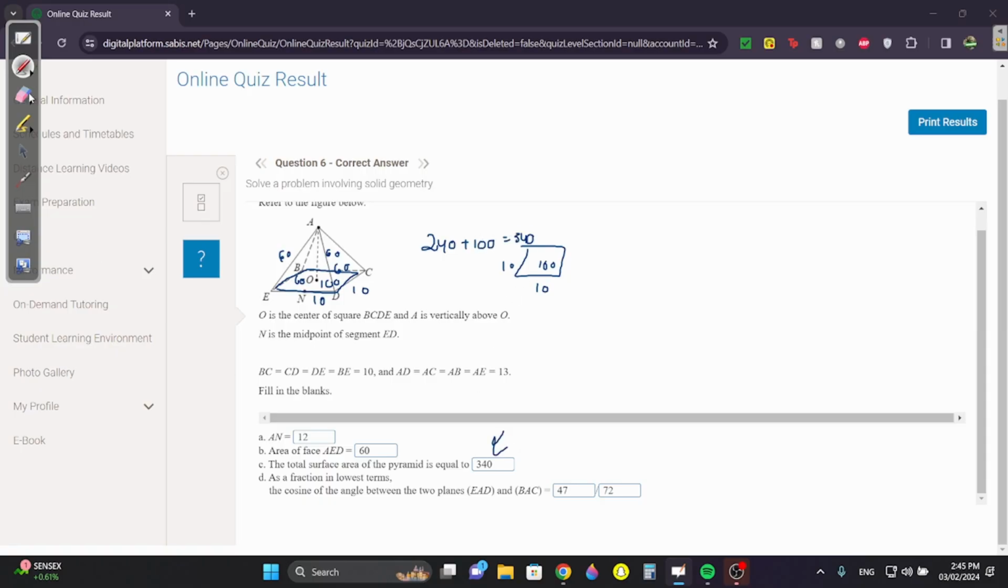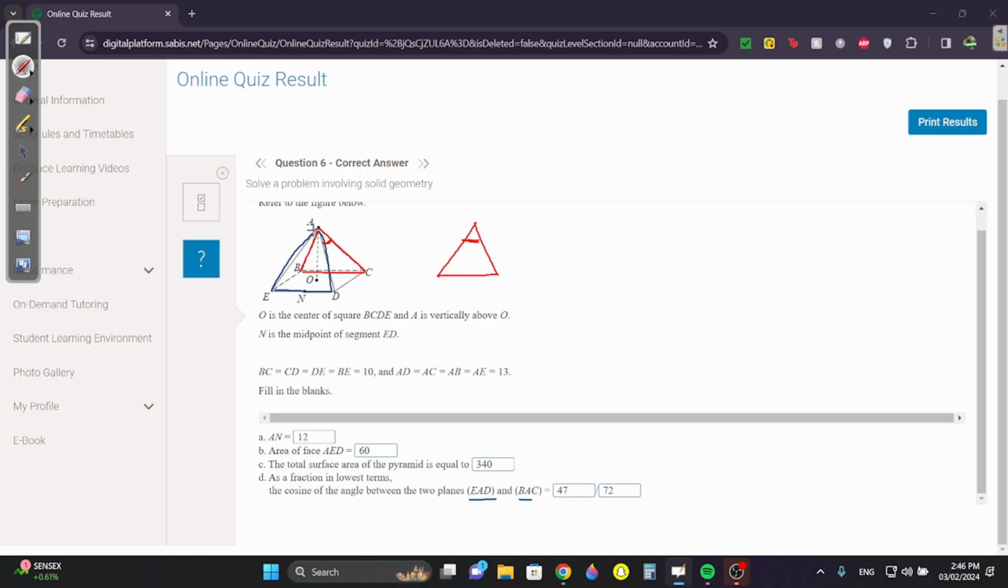Okay, the last one, the cosine of the angle between EAD and BAC. EAD is going to be this blue one over here, and BAC I'll put as the red one over here. You want the angle in between them. So the angle in between them, you have to imagine it. It's going to be like this angle in between the faces of the pyramid. If you twist the pyramid and look at it from the side, it's going to be like this angle at the top over here.